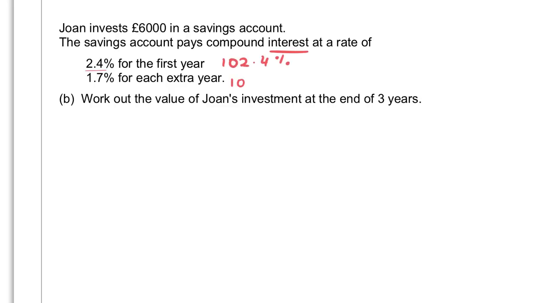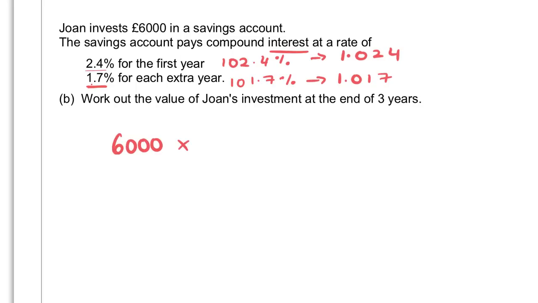Okay, and then 101.7%. What did you multiply that with? I didn't multiply, I added 100% to each one because we're doing an increase, so 100% plus, right? Then the multiplier. What is my multiplier here? I need a decimal. How do I turn a percentage to a decimal? I divide by 100. So my multiplier is 1.024, and my multiplier here is 1.017.